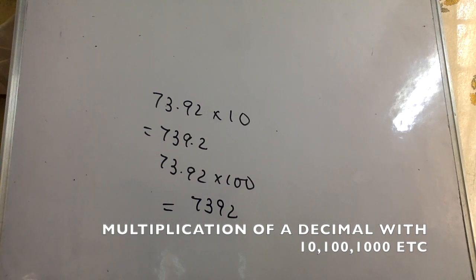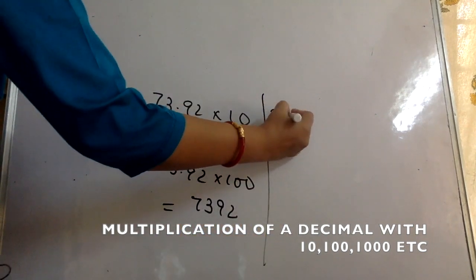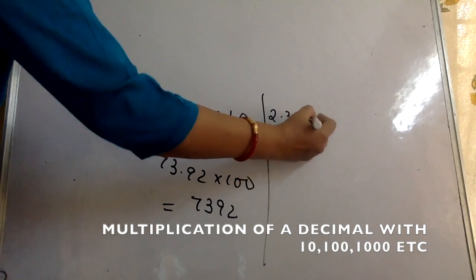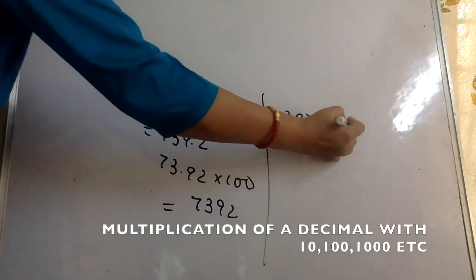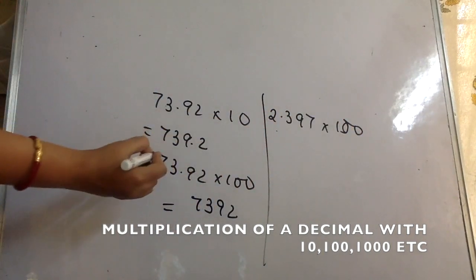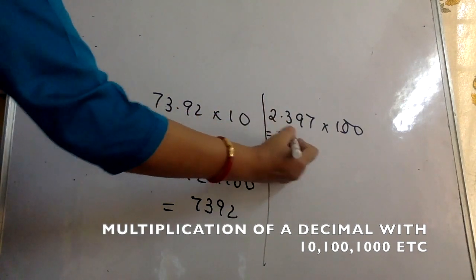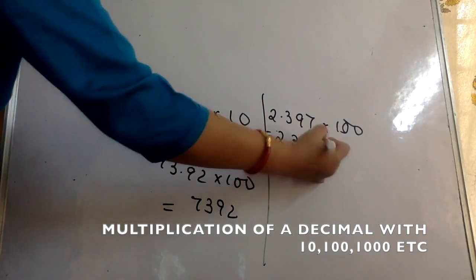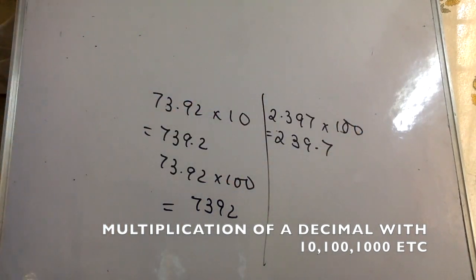Now let's take up another question, which is 2.397 into 100. What do we do here? Here again the point will shift two places to the right. This is my answer, because there are two zeros here. The point shifts two places to the right.